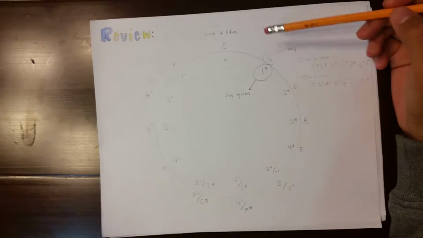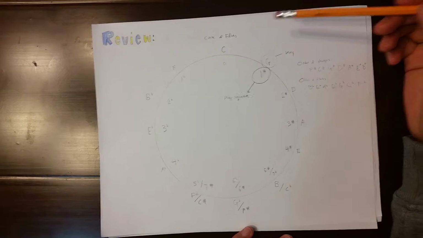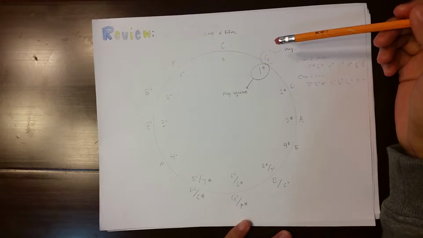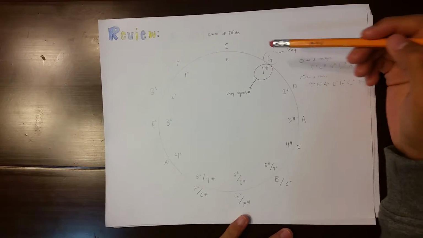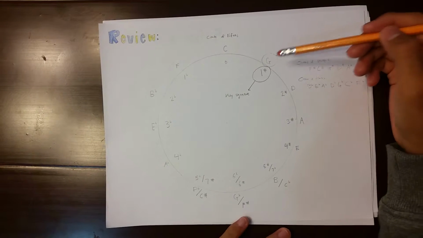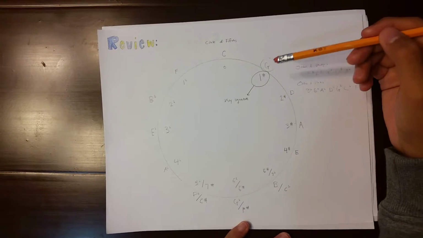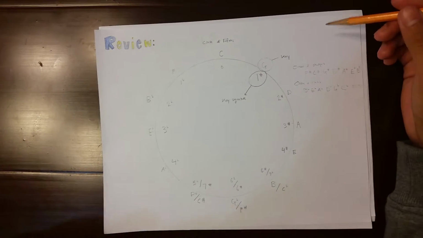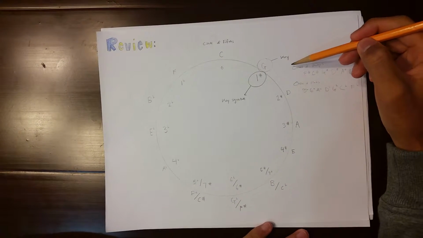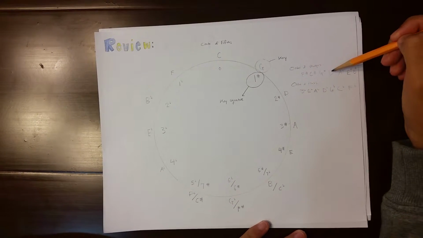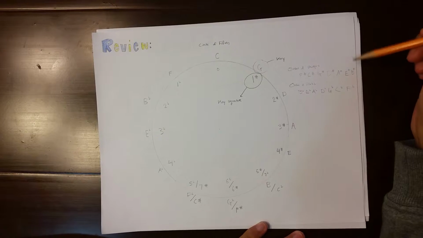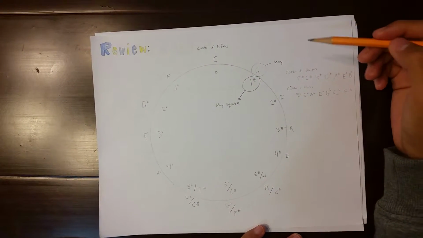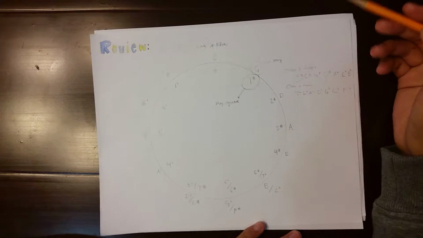As you can see, I have drawn the circle of fifths. On the outside, there are the keys, and on the inside, the key signatures. For example, the key of G will have the key signature of 1 sharp, and as we know, the order of sharps is F sharp, C sharp, G sharp, D sharp, A sharp, E sharp, and B sharp. And since the key of G only has 1 sharp, the first sharp would be F sharp.